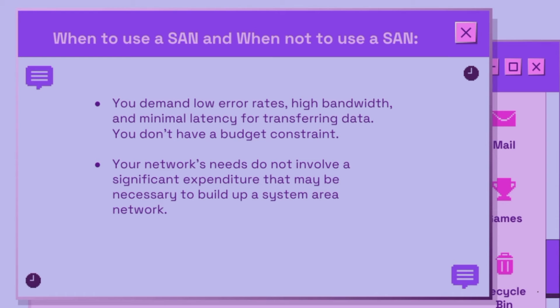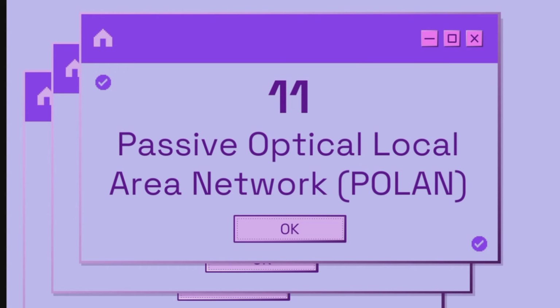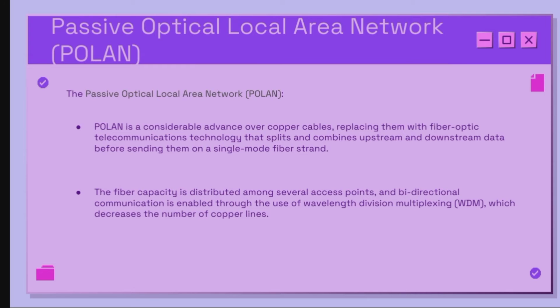And when not to use a system area network: your networks do not involve a significant expenditure that may be necessary to build up a system area network. Number 11 is passive optical local area network. Local area network deployment used to rely heavily on copper-based connections. As passive optical local area networks have been deployed earlier, this paradigm is changing.